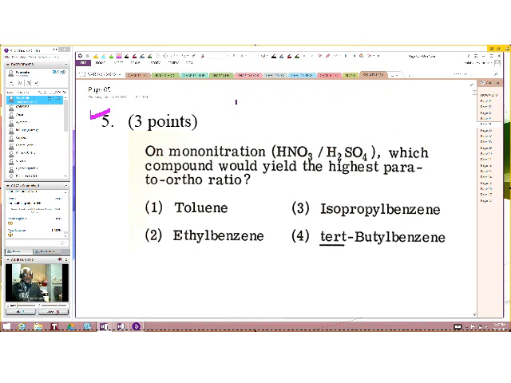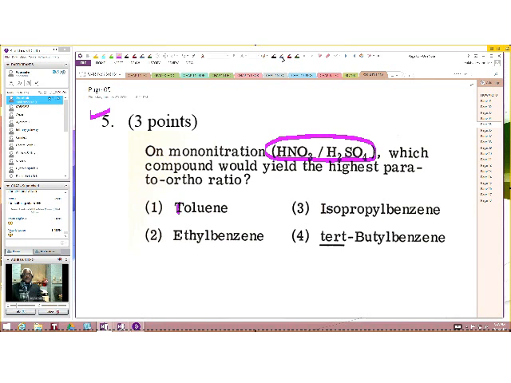So this question is asking us about mononitration. In other words, we want to do a nitration here, replacing a hydrogen with the nitronium ion. Which compound will yield the highest para to ortho ratio? Another way we could ask this question: which of these starting materials will give you more of the para product? Which one of these will give you more of the para product?